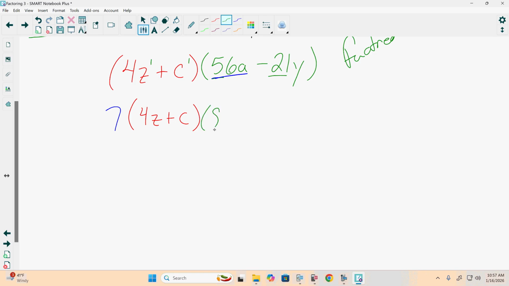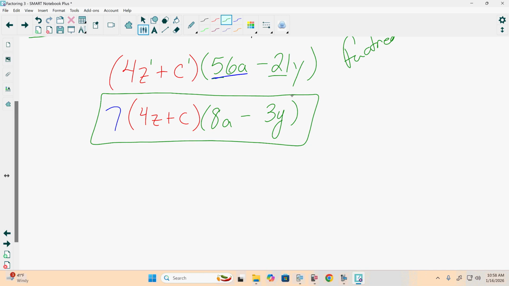56, as we saw, divided by 7 is going to be 8a. Minus 21 divided by 7 is going to be 3, and we have y. Now we can check it again and make sure, but no, 8 and 3 do not have any other common factors. We're done. And yes, that also does mean that the starting problem did have the greatest common factor of 7, which we could have factored out and made this a lot easier to work with. But even though we didn't notice it, it still was factored.